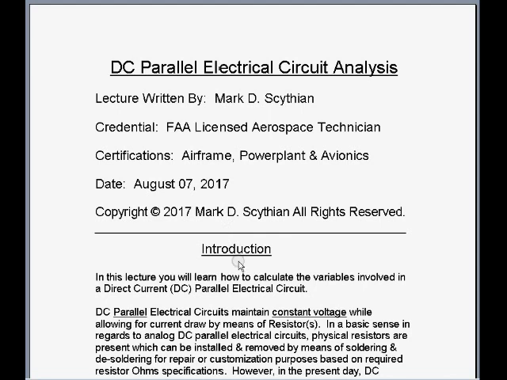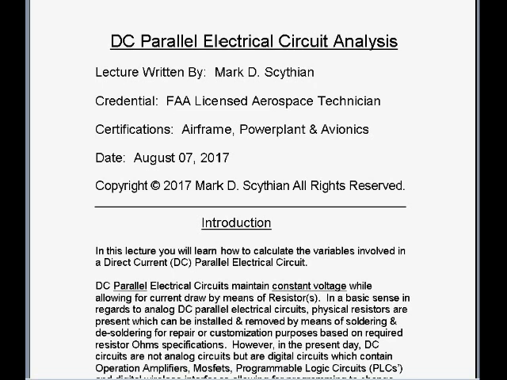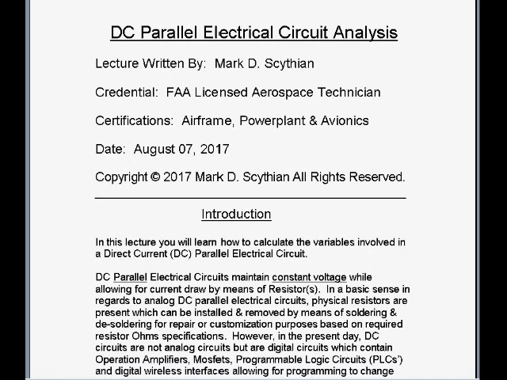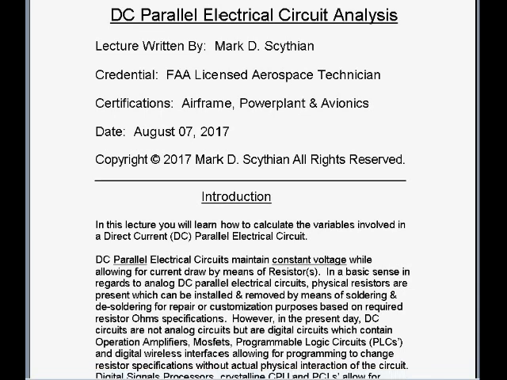In this lecture, you will learn how to calculate the variables involved in a direct current parallel electrical circuit. DC parallel electrical circuits maintain constant voltage while allowing for current draw by means of resistors. In a basic sense, in regards to analog DC parallel electrical circuits, physical resistors are present which can be installed and removed by means of soldering and desoldering for repair or customization purposes based on required resistor ohm specifications.